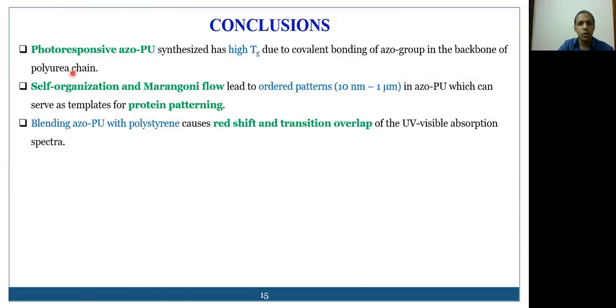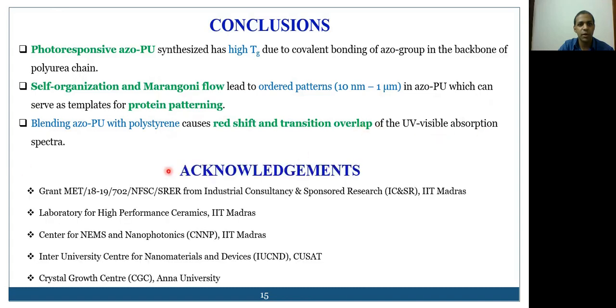With that, I will conclude. The photoresponsive azo polyurea synthesized has a high Tg due to the covalent bonding of the azo group in the backbone of the polyurea chain. Self-organization and Marangoni flow lead to ordered patterns in azo-PU, which serve as templates for protein patterning. And finally, blending azo-PU with polystyrene causes redshift and transition overlap of the UV-visible absorption spectrum.